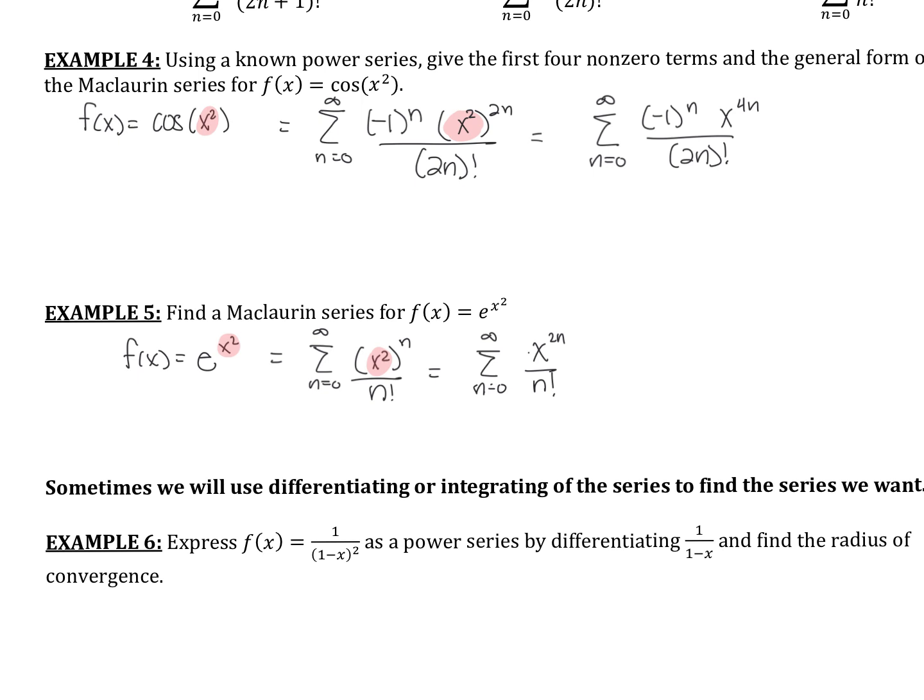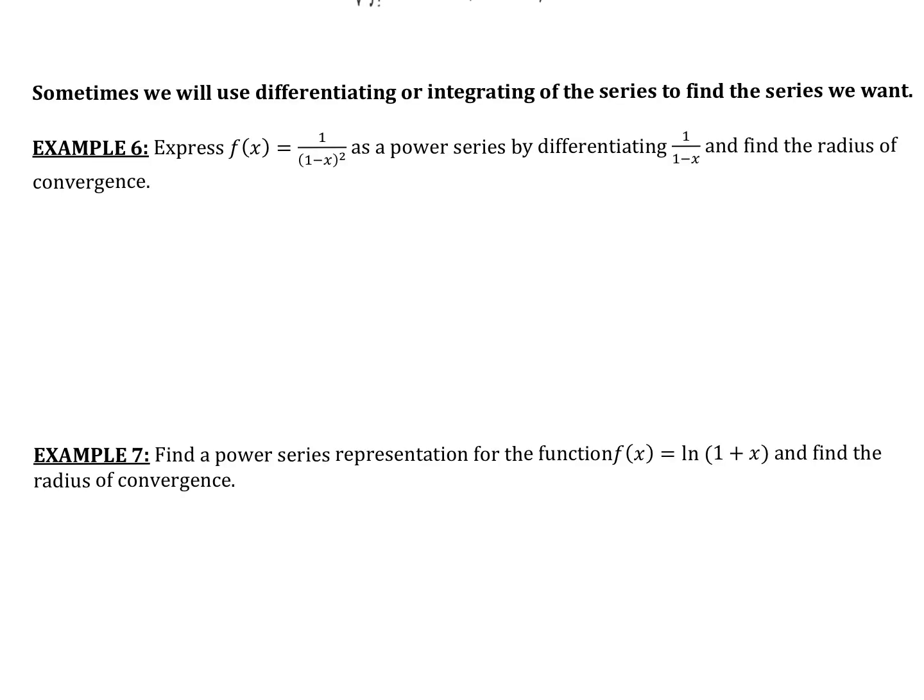Because the next thing that we're going to look at is what it takes if we need to differentiate or integrate a series to find a series that we want. Let's look at this first example. It specifically says to express f of x, which is 1 over 1 minus x squared, as a power series by differentiating 1 over 1 minus x, and find the radius of convergence.